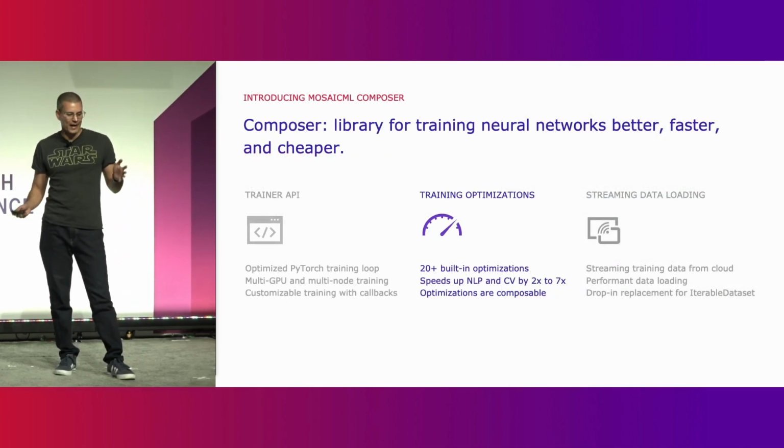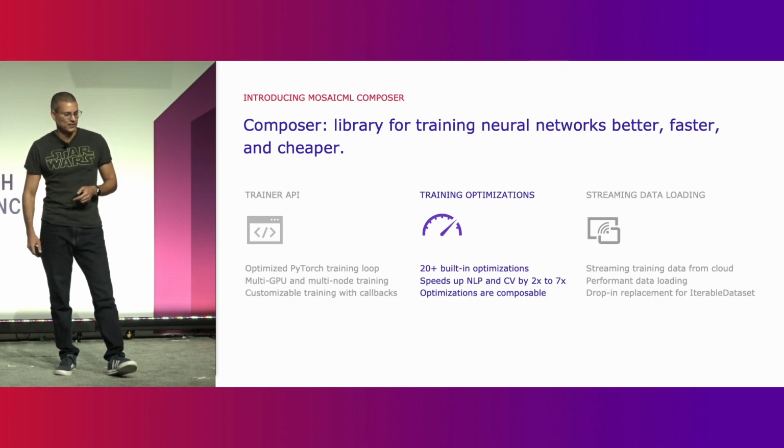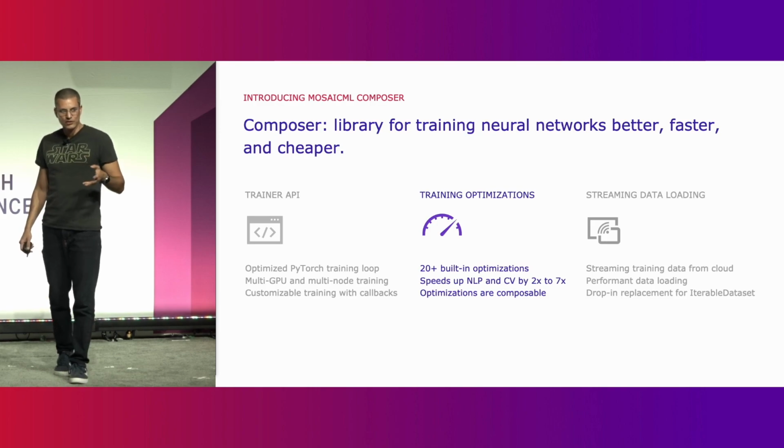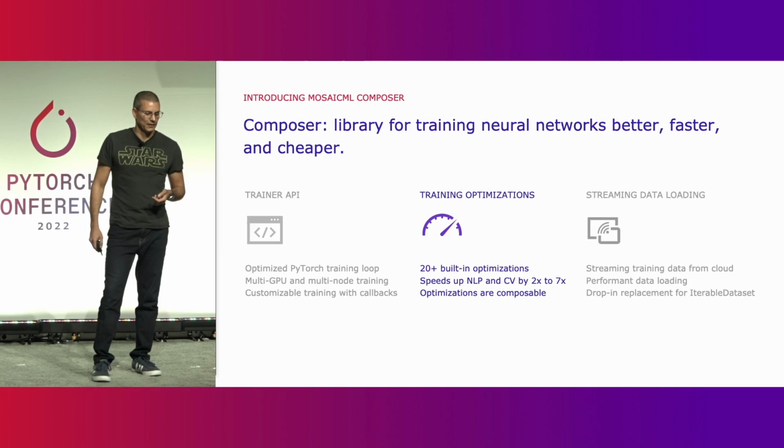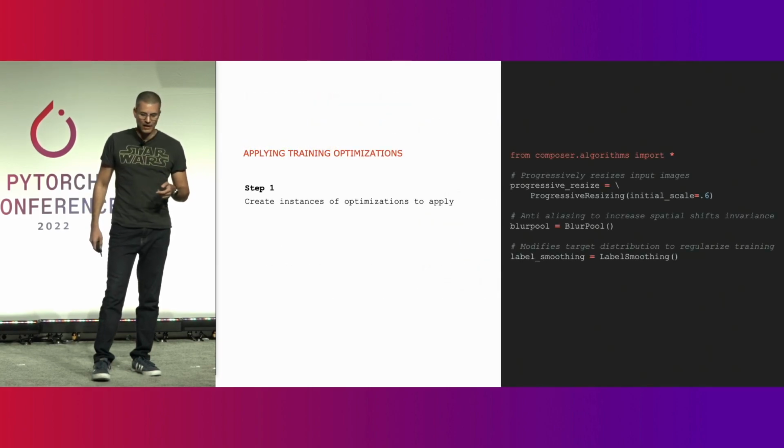Now, Composer packs more than 20 built-in optimizations to speed up training. And what's awesome is that these optimizations, each is fairly complex algorithmically, but you can very easily apply them and even compose multiple optimizations together. Let's see how it looks like.